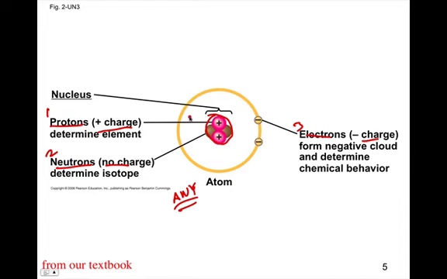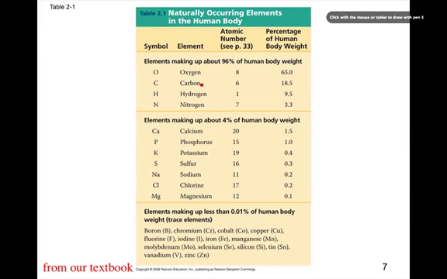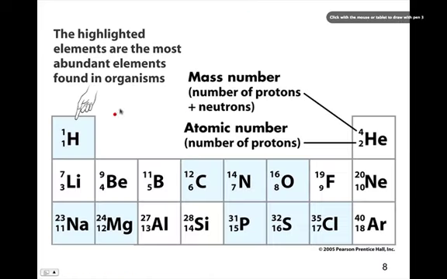Different atoms have different numbers of protons, neutrons, and electrons, and that's what makes them different. Let's just look at this. We'll get back to that. This is the periodic table, and it's just a part of it.